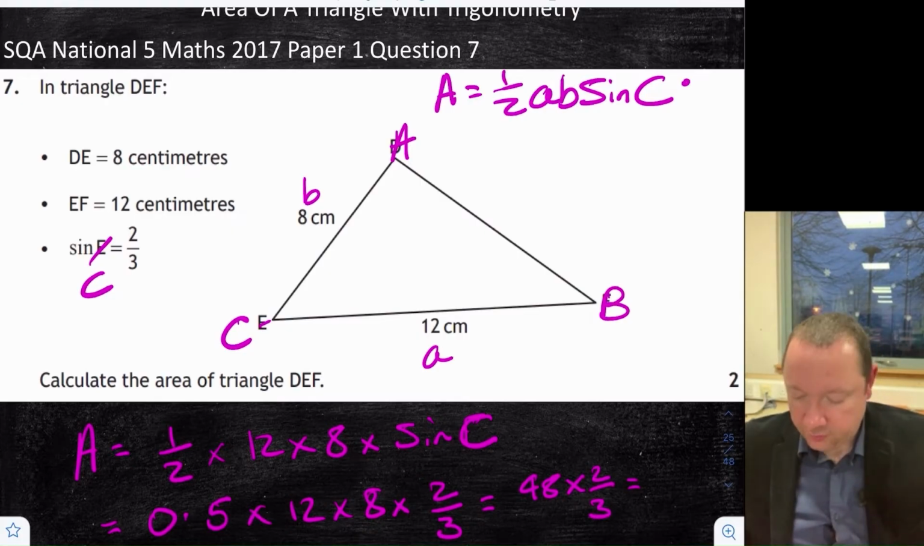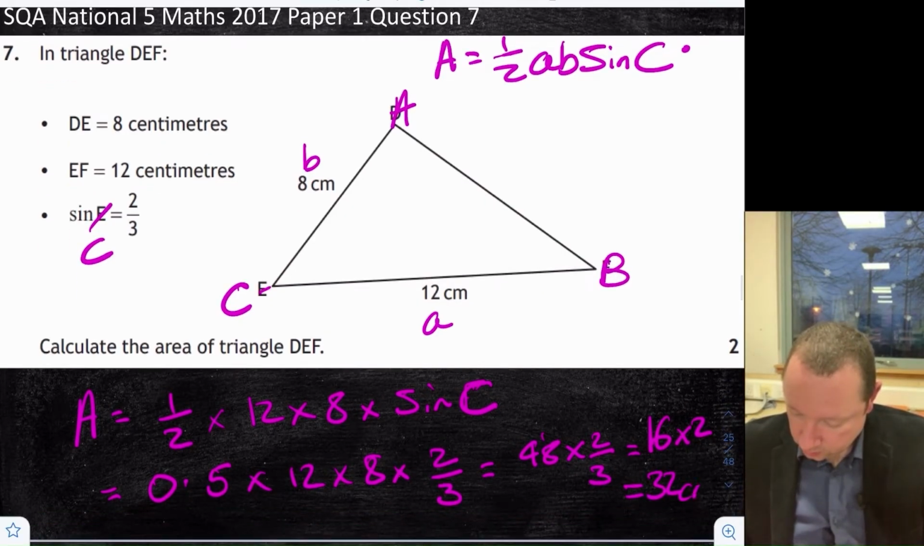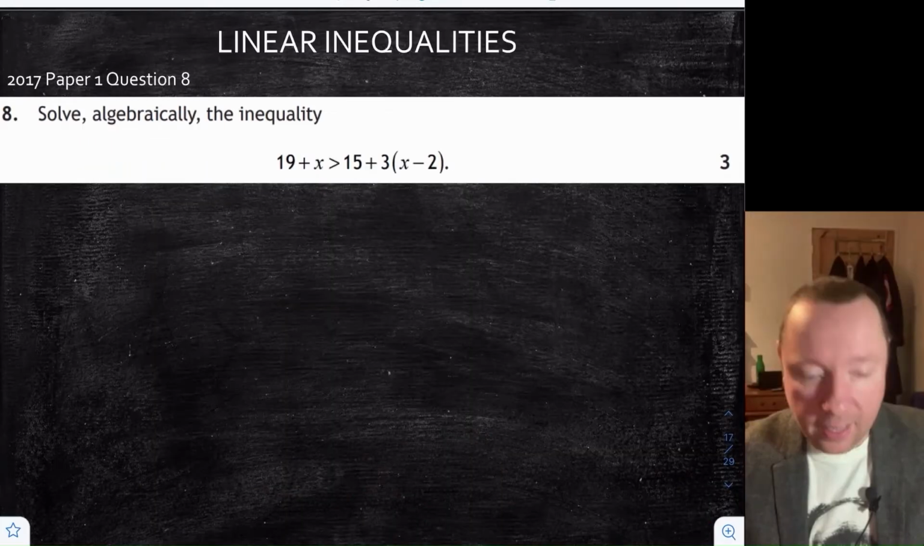And then if you divide 48 by 3, 3 goes into 4 one time, with 1 left over, 3 6s is 18, so that's 16 times 2. So our final answer is 32 square units, which is centimetres. And we're done there.